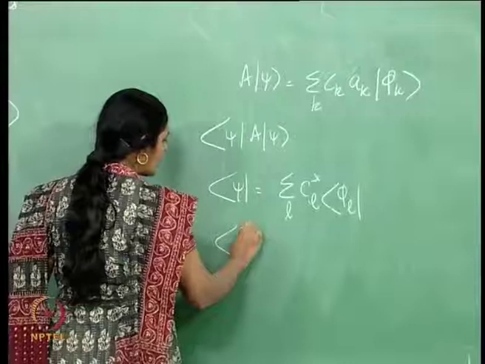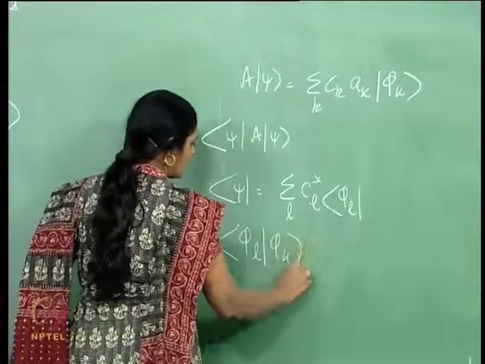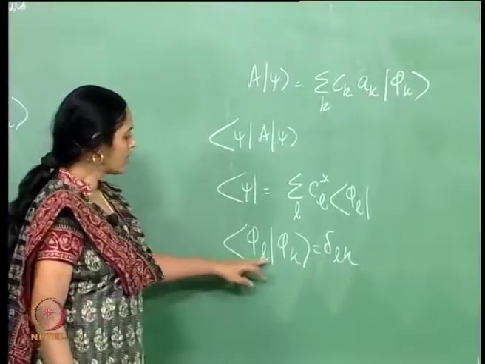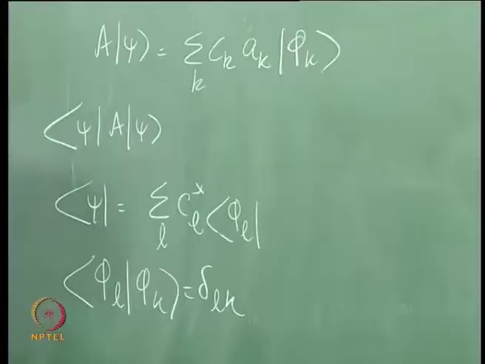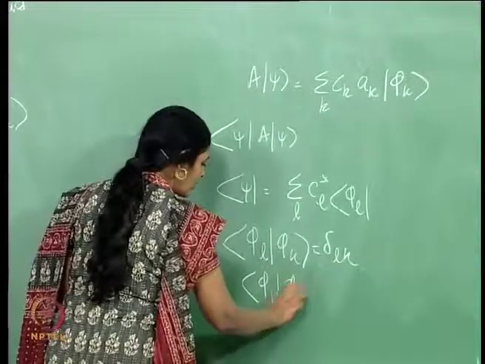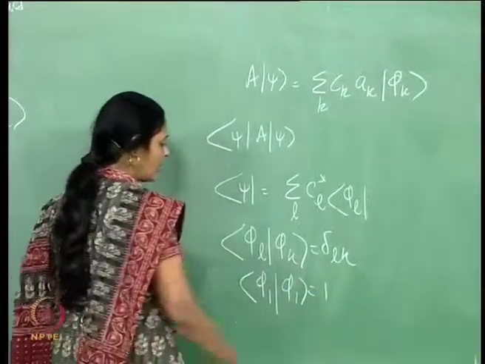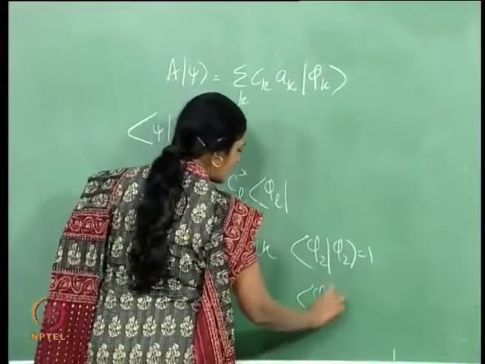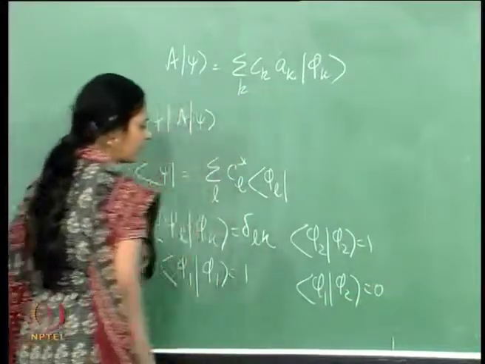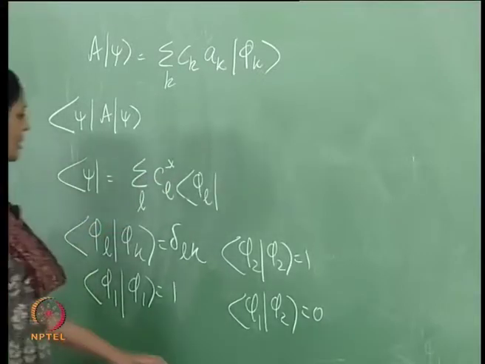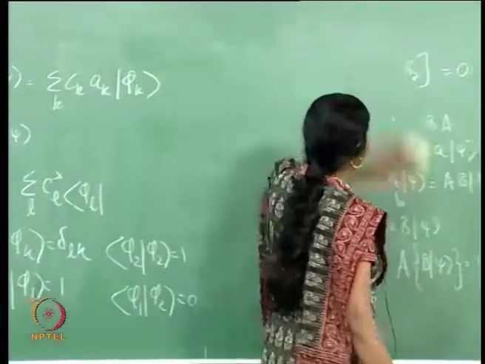I need to use the fact that this is an orthonormal basis. I can write the orthonormality condition as the inner product phi L, phi K is delta L K, where delta L K is a Kronecker delta. It means that when L is equal to K, is equal to 1 say, the answer is 1. Similarly, when L is equal to 2, the answer is 1, and so on. But if L and K are different, the answer is 0. So this is what I have, and these are numbers, so I can well write it in the following manner.